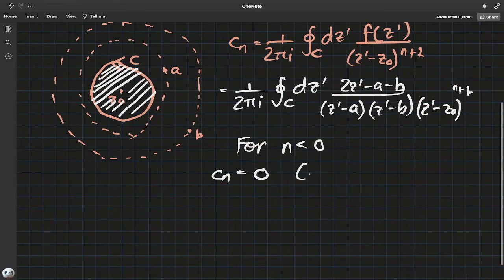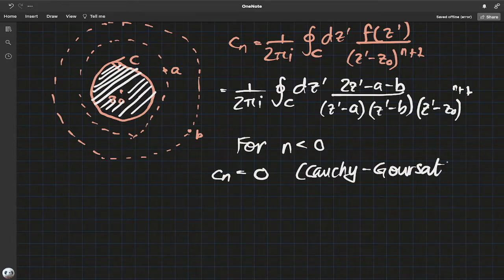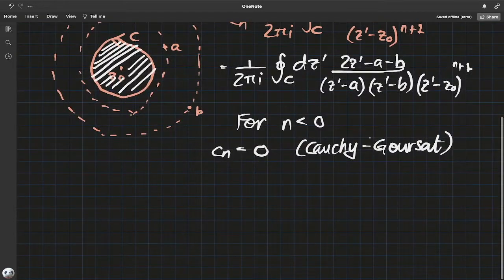by Cauchy-Goursa, because there's literally no singularity point. So the entire contour integral is just 0. Please watch my video on Cauchy-Goursa if you don't agree with me on this. Okay, let's do the other one.